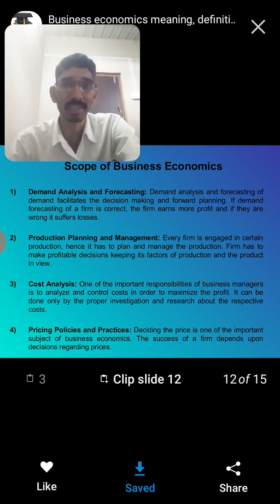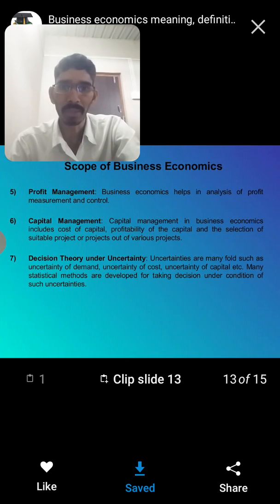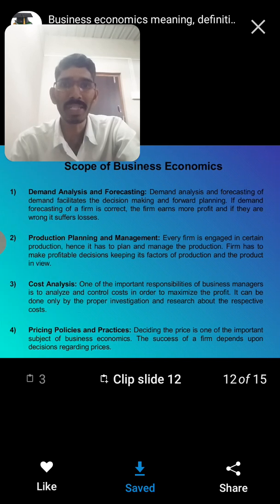Here we can say the first one is demand analysis and forecasting. Second, production planning and management. The third, cost analysis. The fourth, pricing policies and practices. Fifth, profit management. The sixth, capital management. Seventh, decision theory under uncertainties. So these are the scope of business economics.